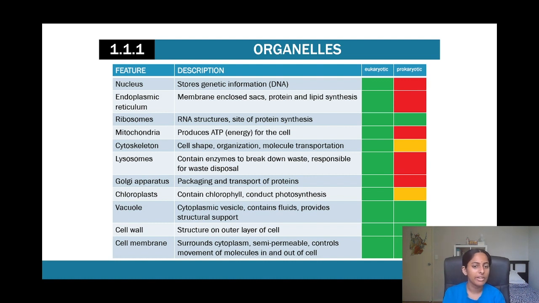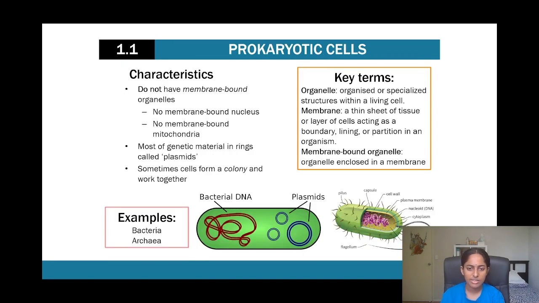And so that's really important. You sometimes will also have a cell wall. Most prokaryotic organisms do have a cell wall, and plants, which are eukaryotic, also have a cell wall. You also have something called vacuoles. Vacuoles are pretty much just vesicles that contain fluid.